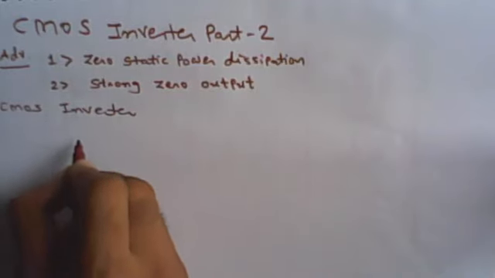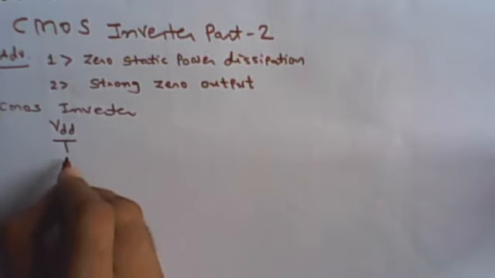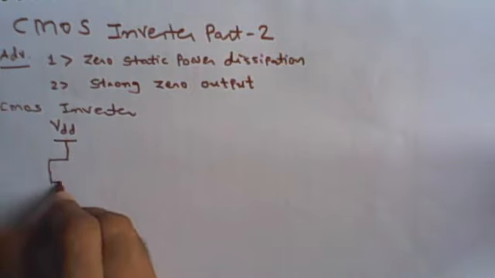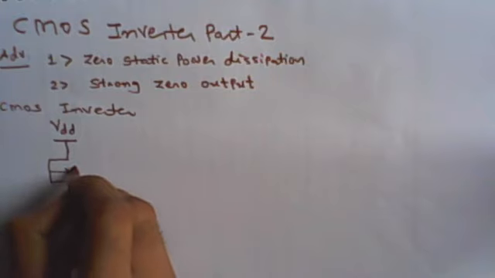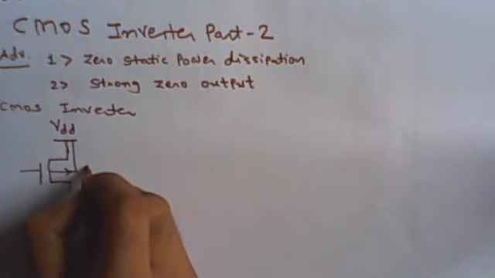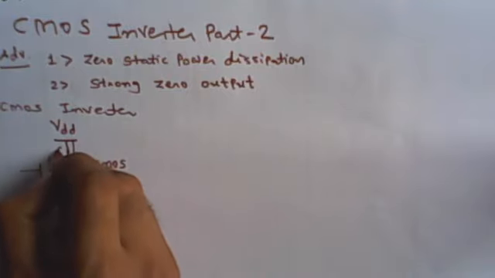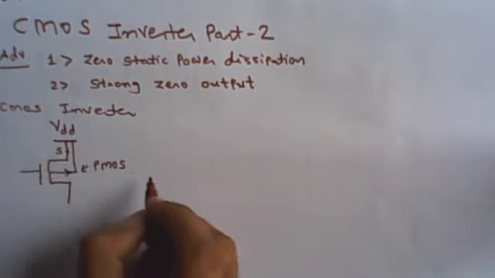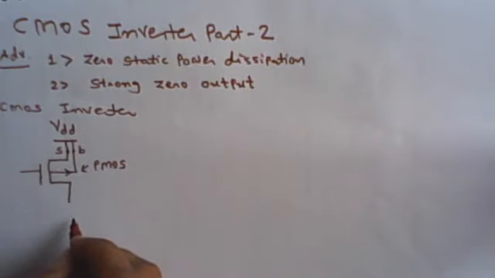The CMOS inverter has a pMOSFET which works as a pull-up device. So this is a pMOSFET and this is the source terminal of the pMOSFET. It is connected at VDD. The bulk terminal of the pMOSFET is also connected at VDD. So there is no source to bulk voltage, so the substrate bias effect is zero.